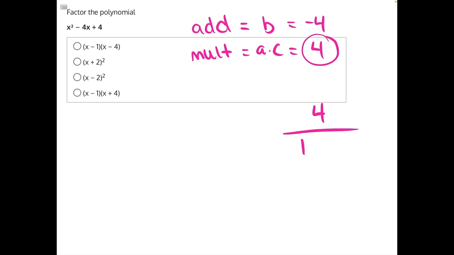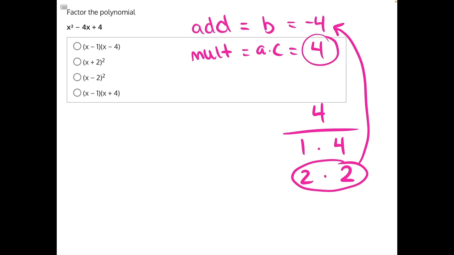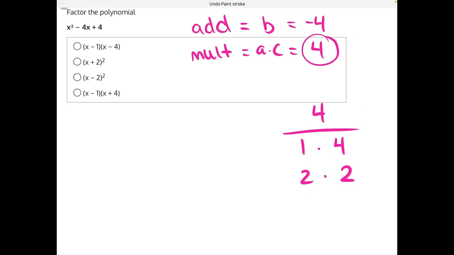So we'd have 1 times 4 and 2 times 2. 1 and 4, there's no combination of adding or subtracting that could give us -4, but there is a combination of adding or subtracting that could take 2 and 2 and give us 4. What that combination is going to depend on the signs.